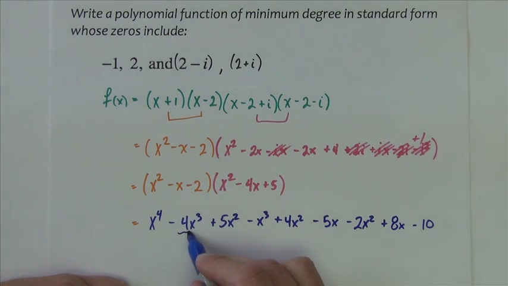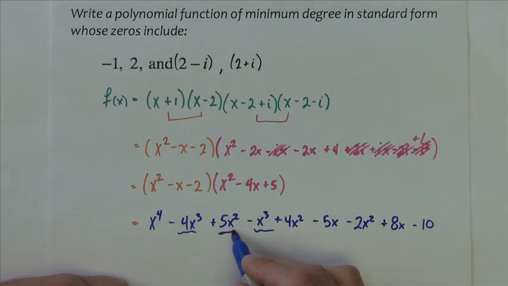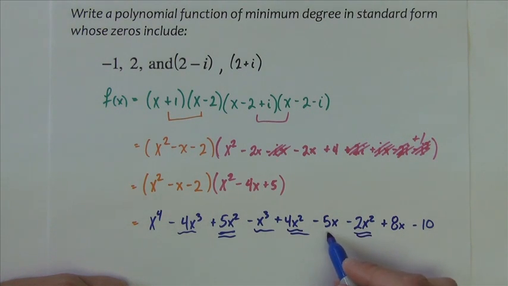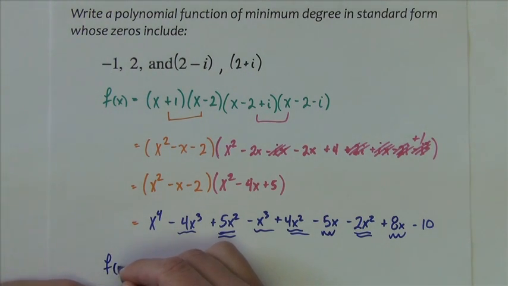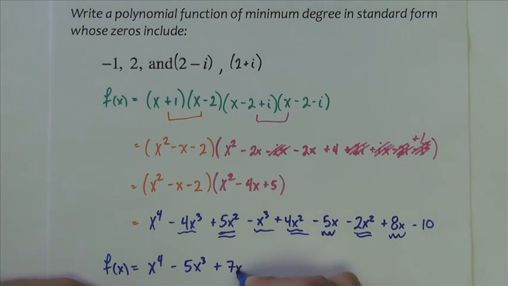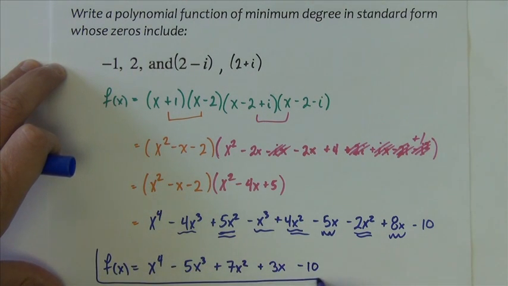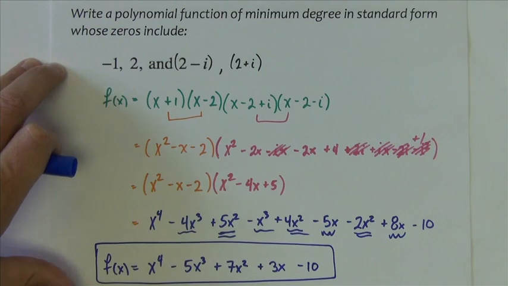Like terms, find them. Okay, so there. I've tried to identify them with some different looking squiggles. So the f of x is equal to x to the fourth minus 5x to the third plus 7x squared. Looks like plus 3x minus 10. And done.